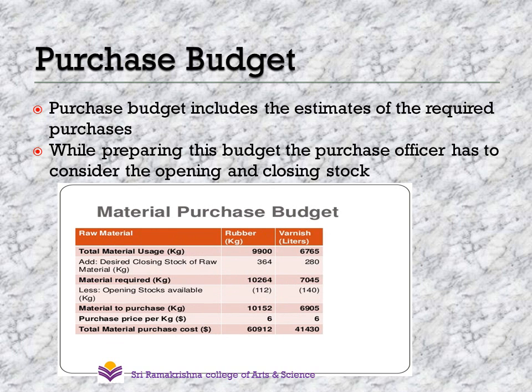So this is an example of a purchase budget where the total material usage is given. We have to add the closing stock to it and deduct the opening stock, and they will give the purchase price per kg, and you have to multiply the total material by the purchase price. So now we will get the total material purchases.